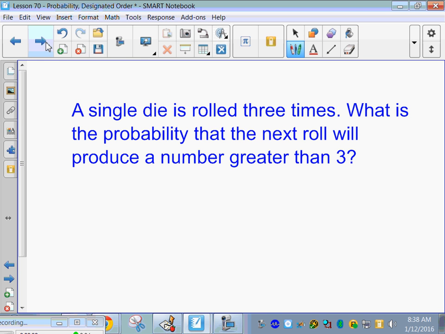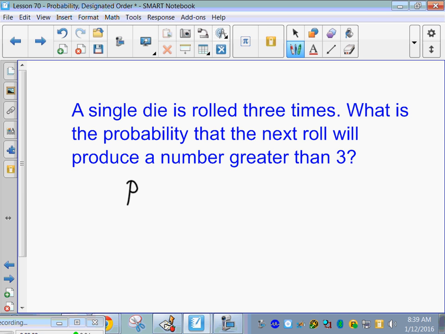A single die is rolled 3 times. What is the probability that the next roll will produce a number greater than 3? So do the first 3 rolls matter on this particular problem, you guys? No. Okay, the first 3 rolls don't matter because we're not saying what happens every single time. We're saying, okay, we rolled it 3 times, that doesn't matter. But what's the probability that the next one will get a number greater than 3?